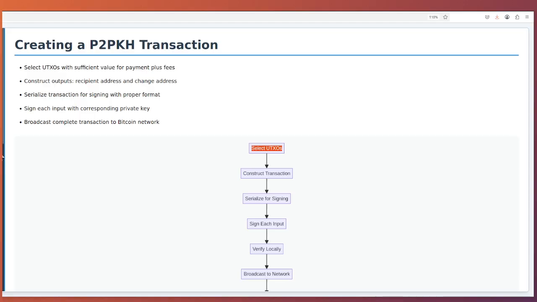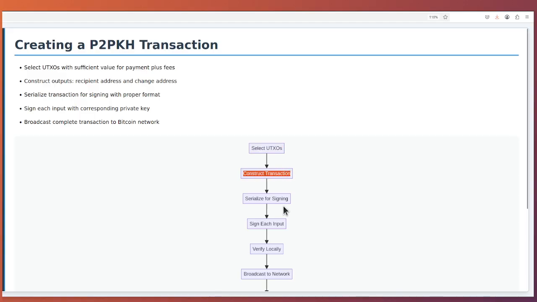Your wallet software needs to select which UTXOs to use as inputs for your transaction. This selection process can use various algorithms such as first in first out, largest first to minimize fees, or coin selection algorithms that optimize for privacy. The total value of selected UTXOs must be greater than or equal to the amount you want to send plus the transaction fee. Next, you construct the transaction structure.